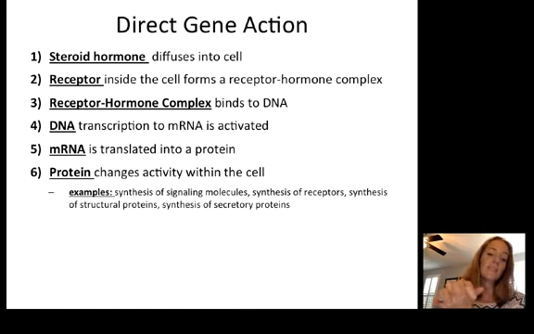Protein changes activity within the cell then will depend on the specific genes or regions of DNA that are activated by the receptor hormone complex. So for example, we could increase secretions. We could increase more signaling molecules. We could increase receptors. We could make more structural proteins. We could make more secretory proteins, any number of things. Again, as many different types of protein classes that are within the cell could be the range of activity that's changed by direct gene action.